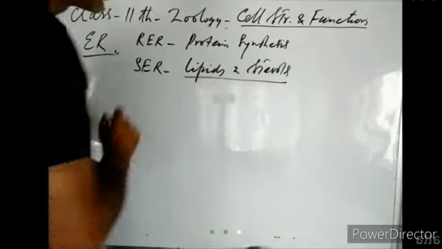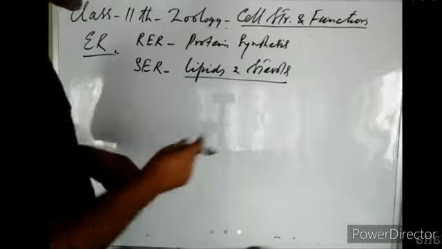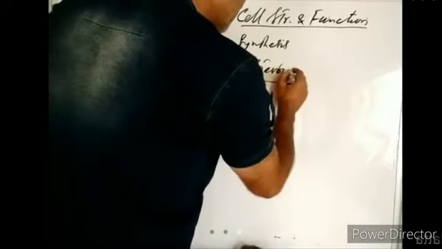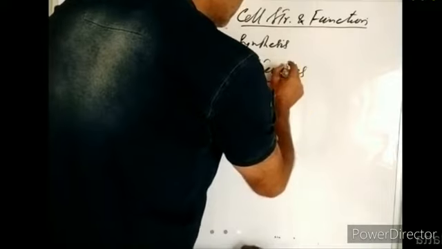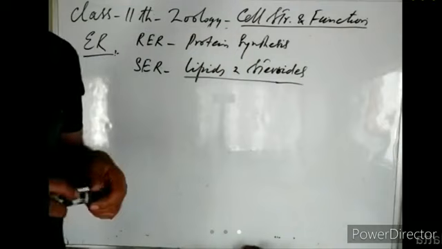It is involved in synthesis of lipids and sterols. It forms lipids and steroids. Sorry, you write here steroids. It is involved in formation of lipids and steroids, right? So hormones which are formed from sterols are known as steroid hormones, and they are synthesized in smooth endoplasmic reticulum.